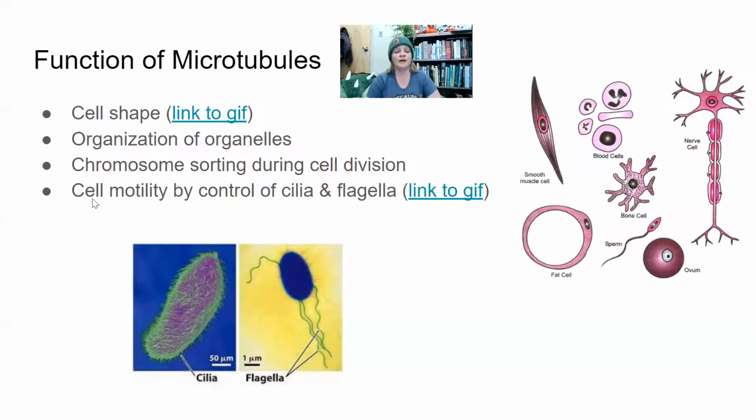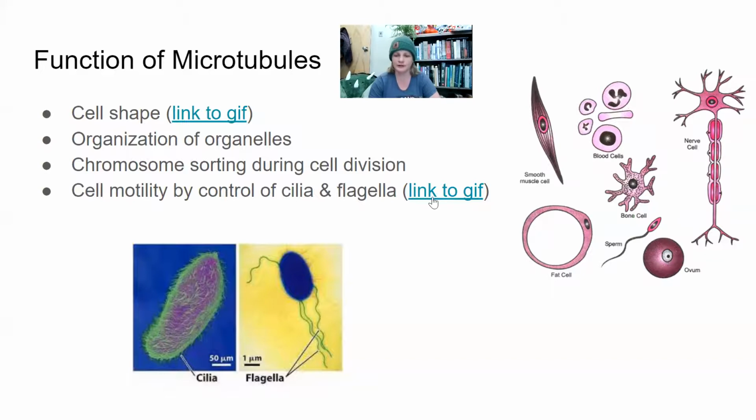And then we have cell motility that's controlled by cilia and flagella. So cilia, you can see from this image here, are a bunch of little tiny hairs that completely cover the cell, and they wiggle around, and they create these waves that allow the cell to be propelled through this watery substance. Flagella are usually fewer, and they have longer whip-like tails. But the cilia and the flagella are both controlled by microtubules. Okay, so that's their jam.